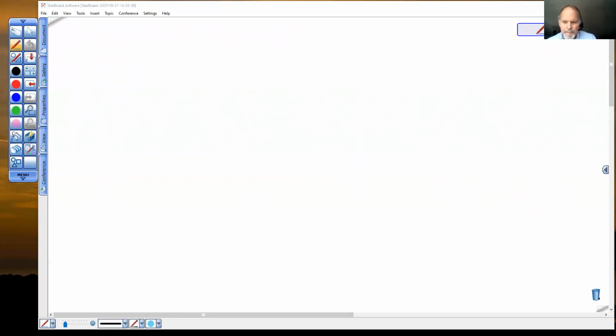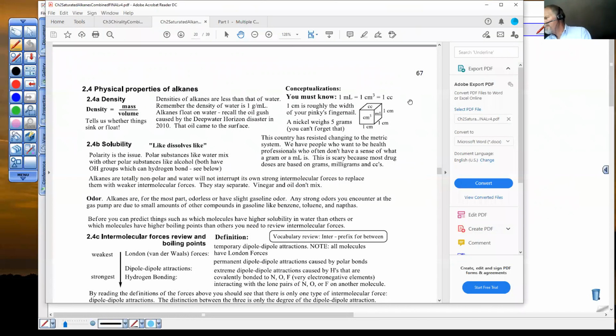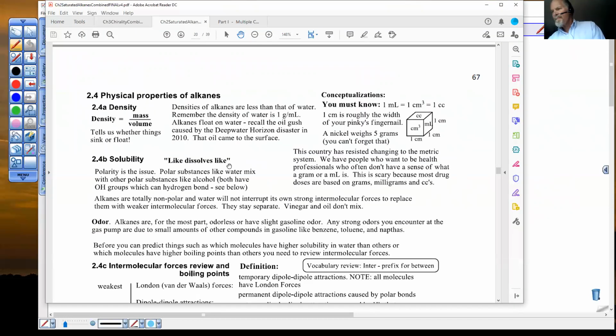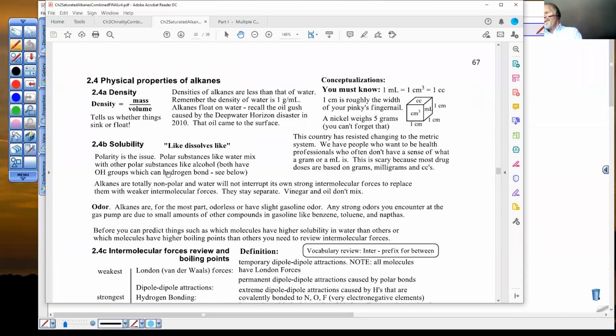And I'm looking for something here. Here we go. I'm going to bring over chapter 2, if it lets me. Here we go. And we have physical properties of alkanes we're going to talk about. Do you remember physical properties from your 141 days?